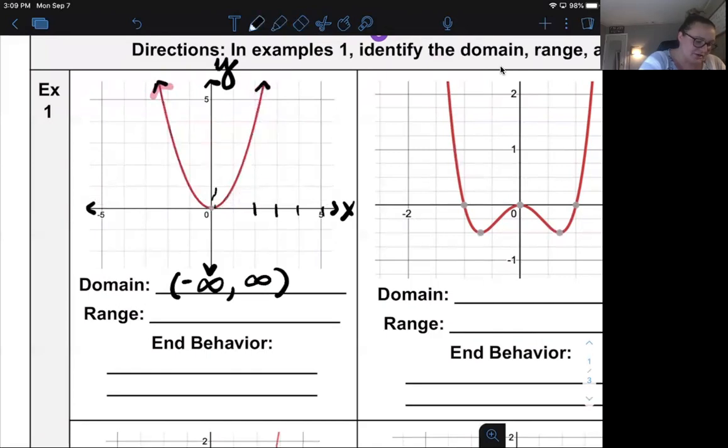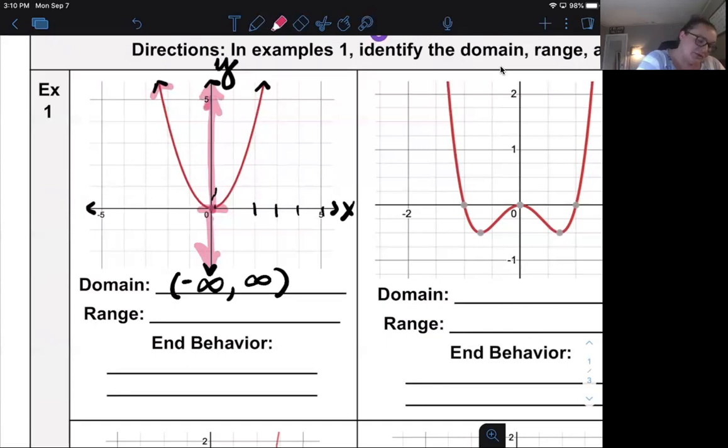Now let's talk about the range. So for the range, remember we're describing the y values. In this case, here's 0 on the y-axis, right? And the y-axis goes up and down instead of left and right. But if you actually took the paper and rotated it, you would see that the negative y values go off to the left and the positive y values go off to the right. So we can still talk about it in terms of left to right.